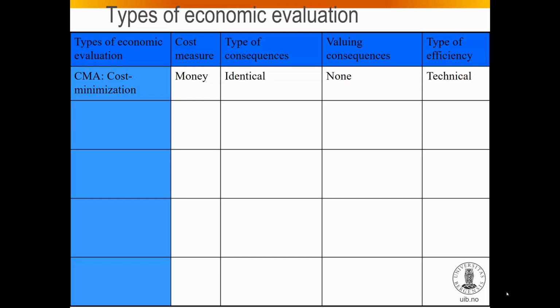There are different types of economic evaluation. The simplest is cost minimization, and we use money to measure the costs. We assume that consequences are identical, and we perform no valuation of the consequences.